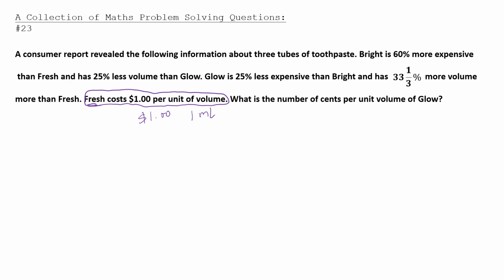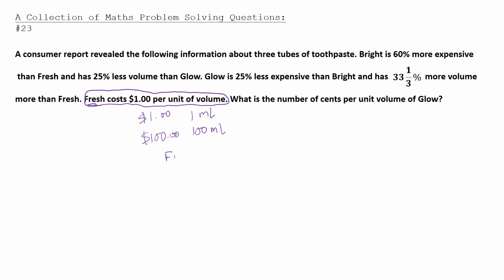Now I think we have to do a lot of calculations here because with your percentages there'll be fractions and decimals, so it will be easier if instead of 1 ml I make it 100 ml. So if there is 100 ml, then the cost would be $100. That's the starting point, okay? The Fresh. So we start with Fresh.